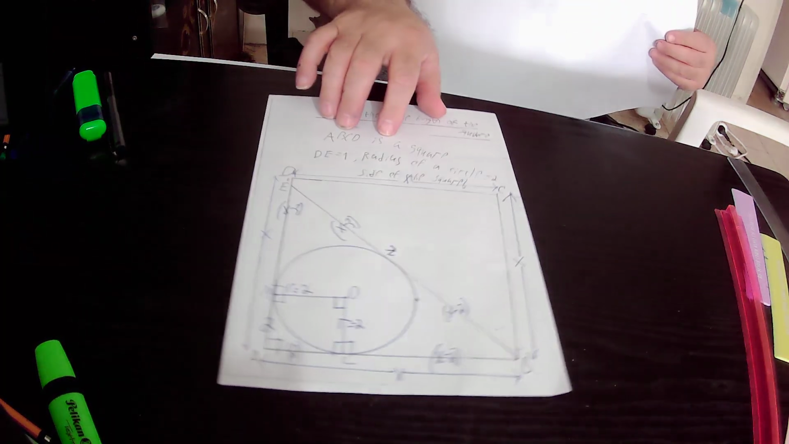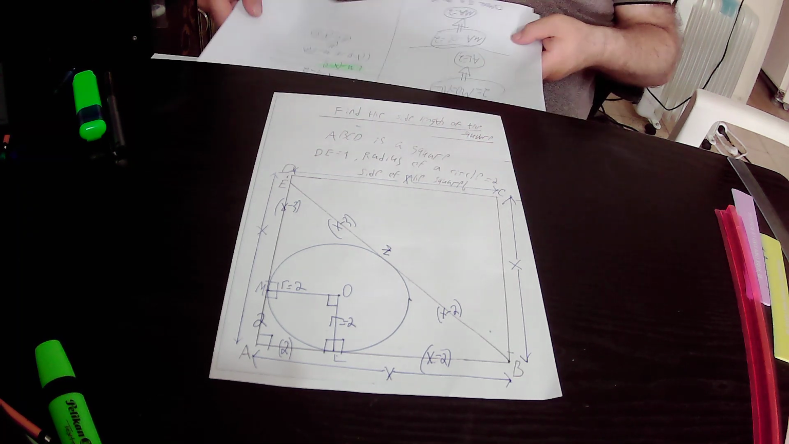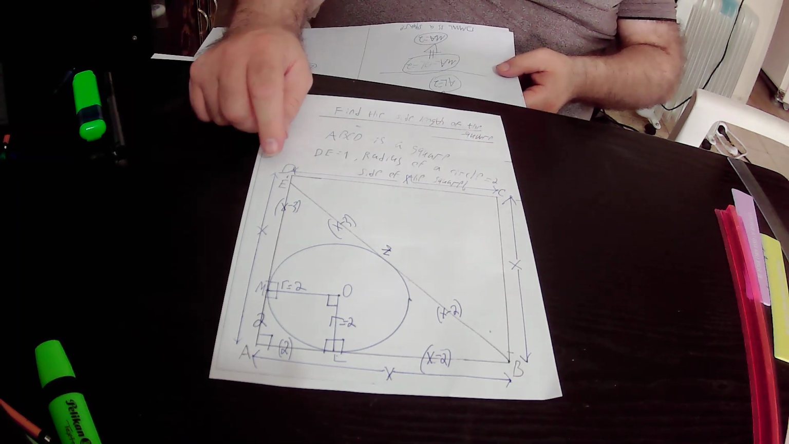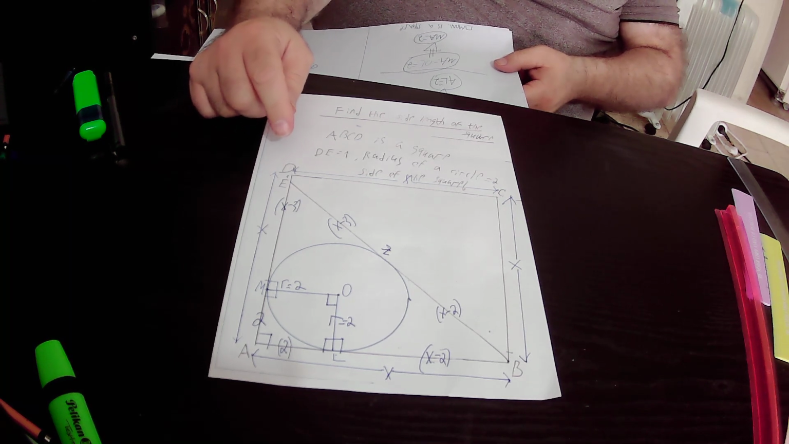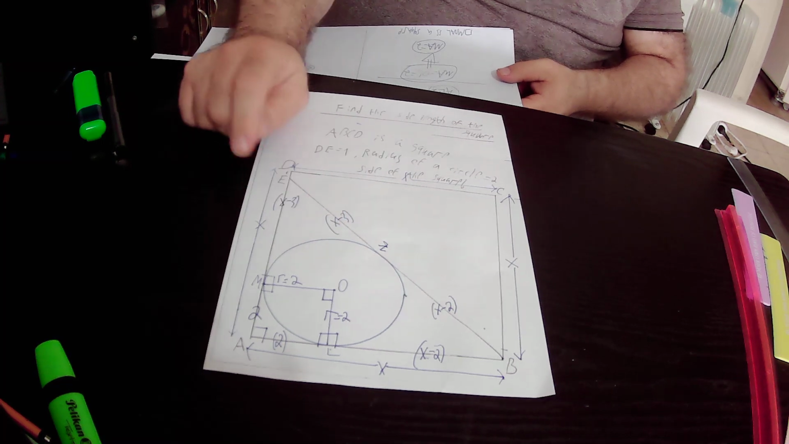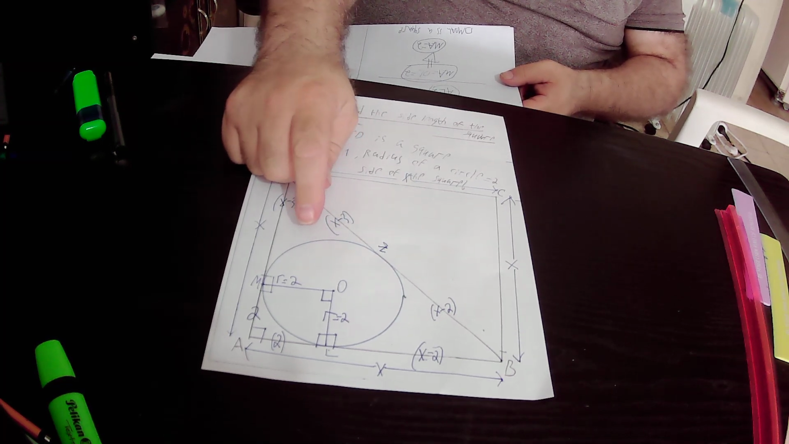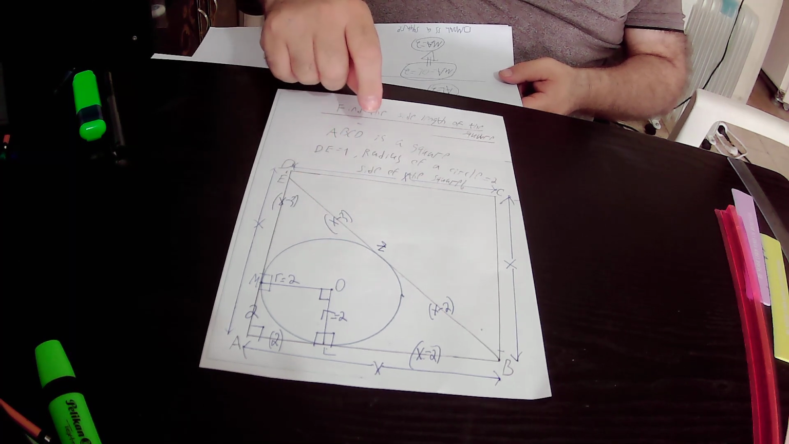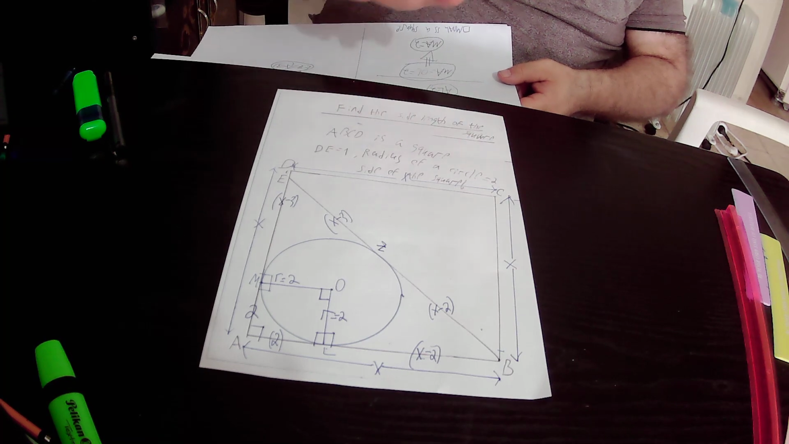In the drawing, we have square ABCD. We know that the short line segment D equals 1 unit. Inside the square we have this circle. We know that the radius of this circle equals 2 units. And we want to find out the side length of square ABCD.